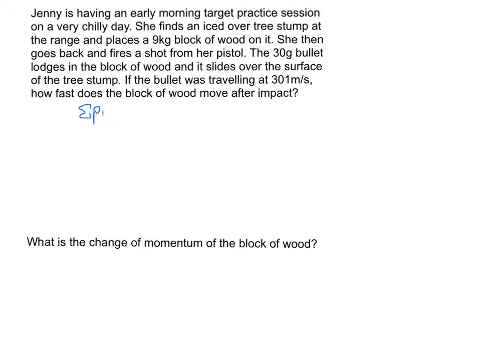Sum of the momentums initially will be equal to the sum of the momentums afterwards, or final. So we can have the mass of the bullet multiplied by the velocity of the bullet plus the mass of the wood, and the velocity of the wood will be equal to, now they join together, so we join the masses, the mass of the bullet plus the mass of the wood multiplied by the final velocity.